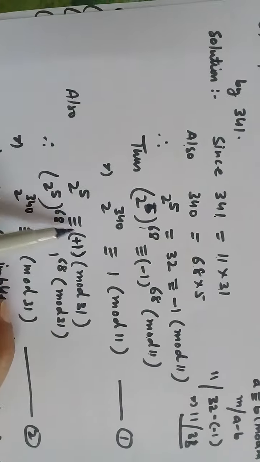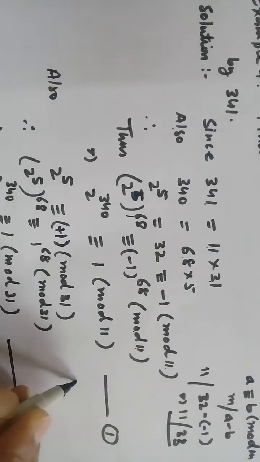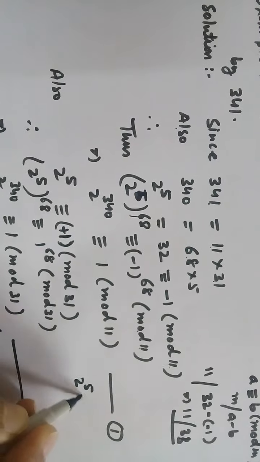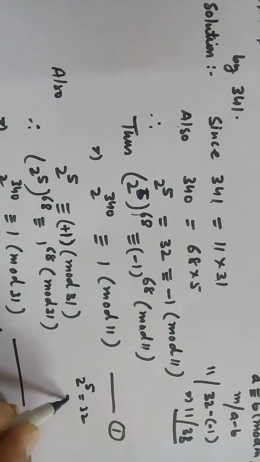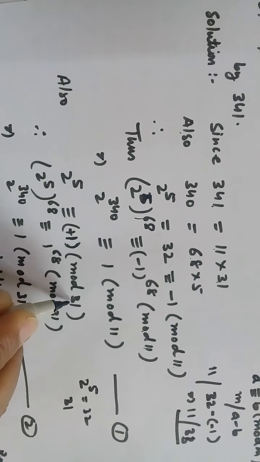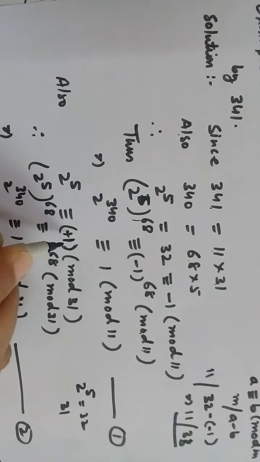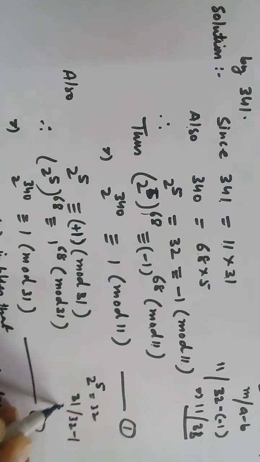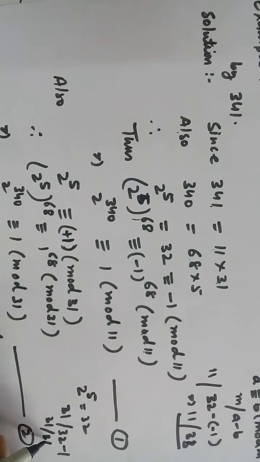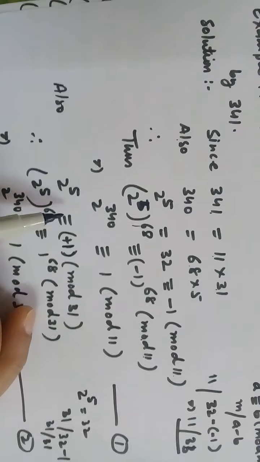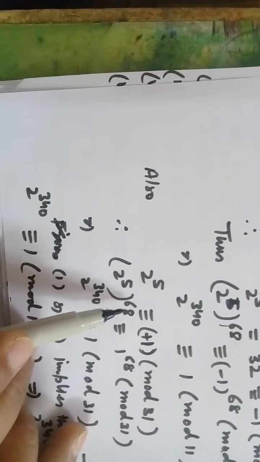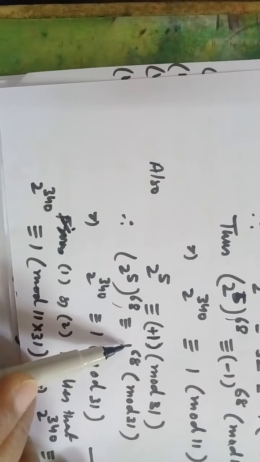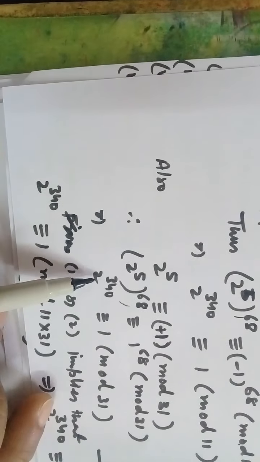Also 2 to the power 5 is congruent to 1 modulo 31, because 2 to the power 5 is equal to 32. By definition, 31 divides 32 minus 1, and 32 minus 1 is nothing but 31. So 31 divides 31. So we can write 2 to the power 5 is congruent to 1 modulo 31. Therefore 2 to the power 5, whole to the power 68, is also congruent to 1 to the power 68 modulo 31. That is, 2 to the power 340 is congruent to 1 modulo 31.